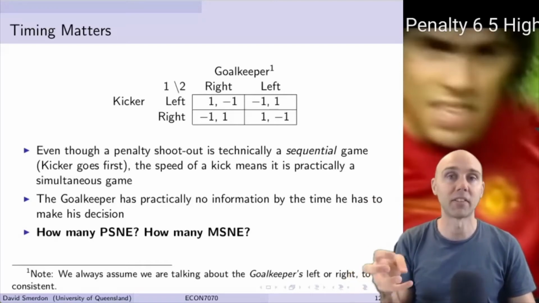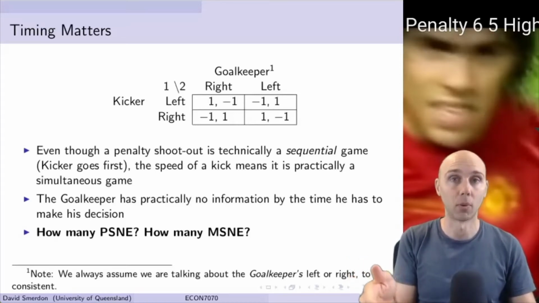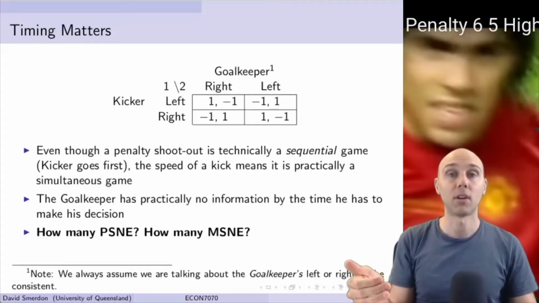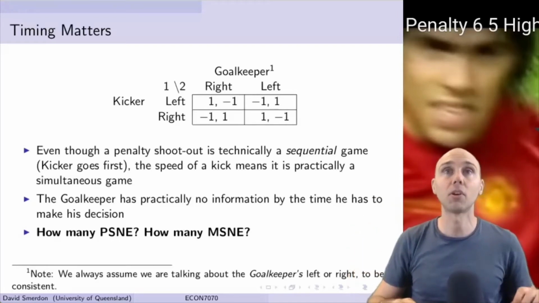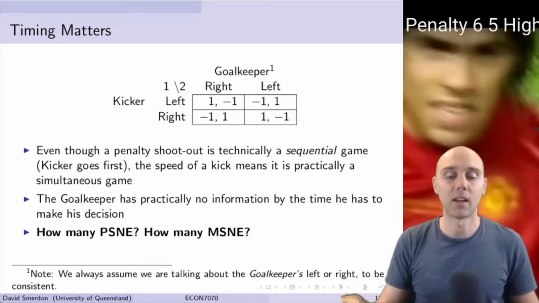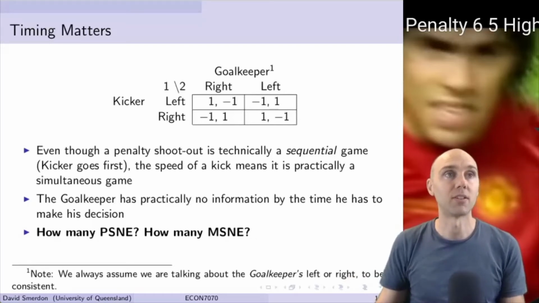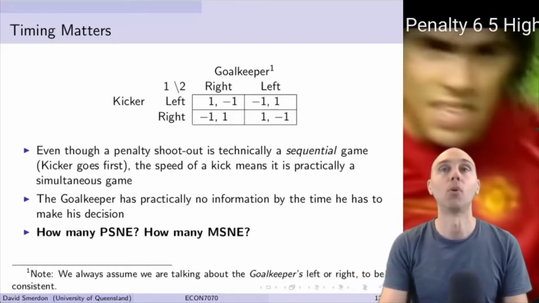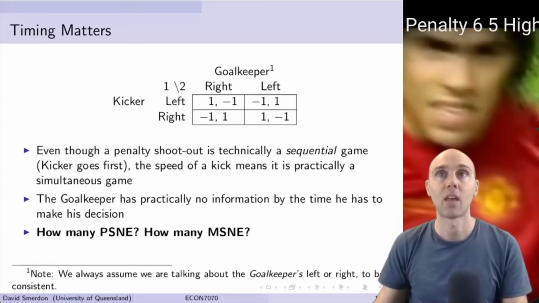Now, if the kicker kicks to the same corner that the goalkeeper dives to, the goalkeeper has a pretty good chance of stopping the ball. If the kicker kicks to the opposite corner that the goalkeeper dives to, then the goalkeeper typically is not going to be able to stop the ball. So the fact that the kicker kicks first doesn't actually make too much difference in terms of whether this game is sequential or not. That's because the ball goes so fast that both need to make their decisions pretty much simultaneously. The goalkeeper has no information by the time he makes his decision.